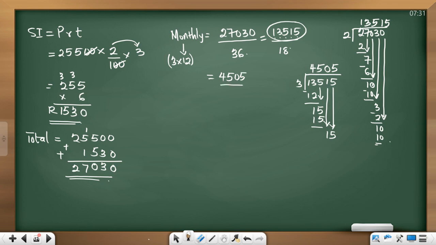But can 3 go in 18? Yes, we have what? 6. All right, so we have 4, 5, 0, 5, and we have 6. How many times will 6 go in 45? 7. That is 42. I'm going to subtract 45 minus 42 would give me 3.